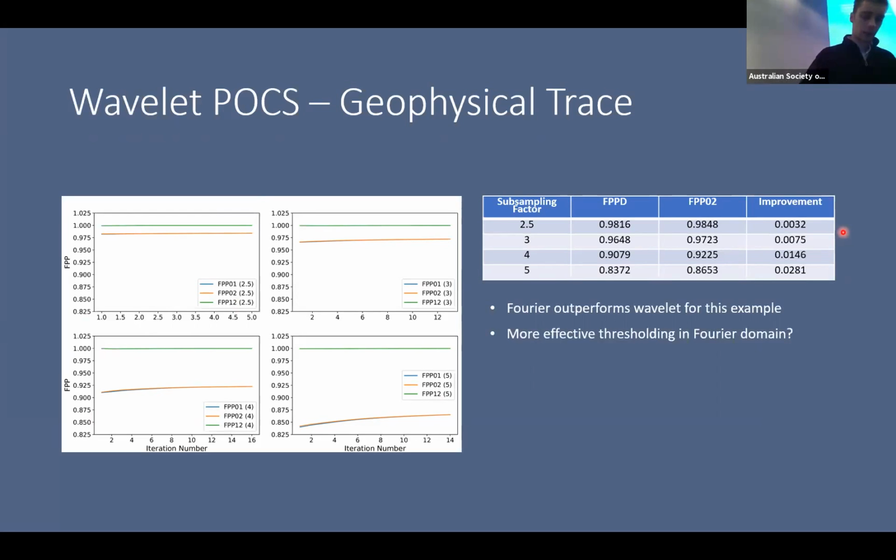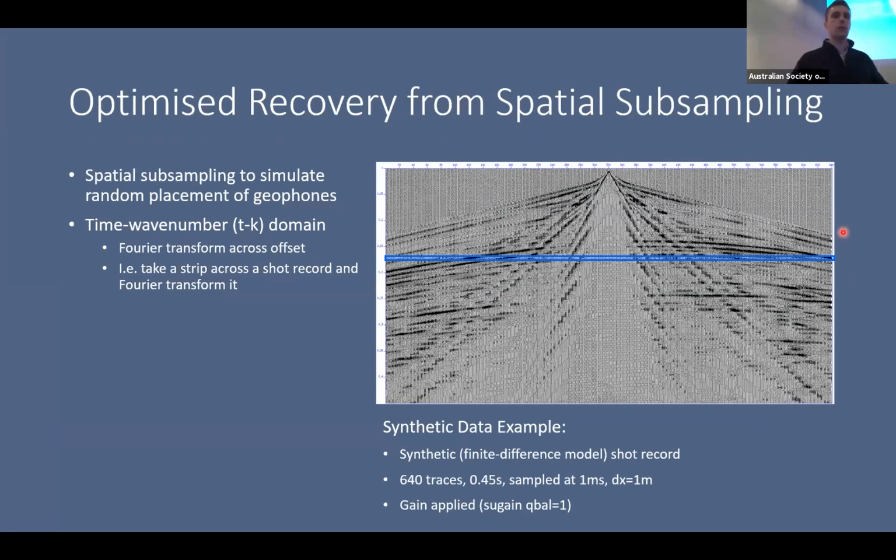So up to this point, we've considered subsampling in time, so throwing away random time samples, but what's probably more likely to be a benefit economically in geophysics is spatial subsampling. So we simulated random placement of geophones in the time-wavenumber domain. So basically, we just took a strip across a shot record, treated it as a time series, and Fourier transformed it to get into the TK domain. So I've used a synthetic data example here.